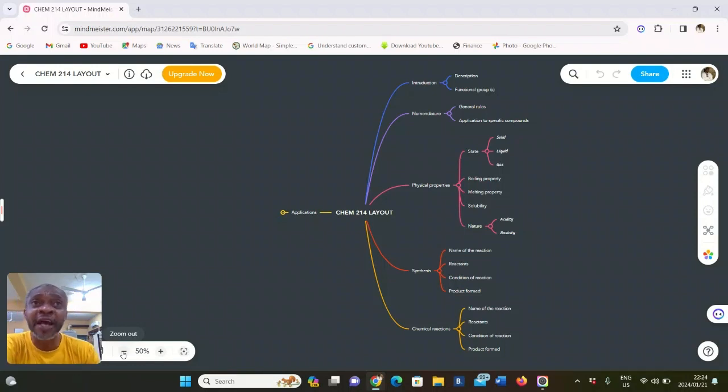So when we come to class, we look at carboxylic acid, for example. You want to be able to write the mechanism of esterification and so on and so on. Okay, so that is very, very important. Please take note of that.